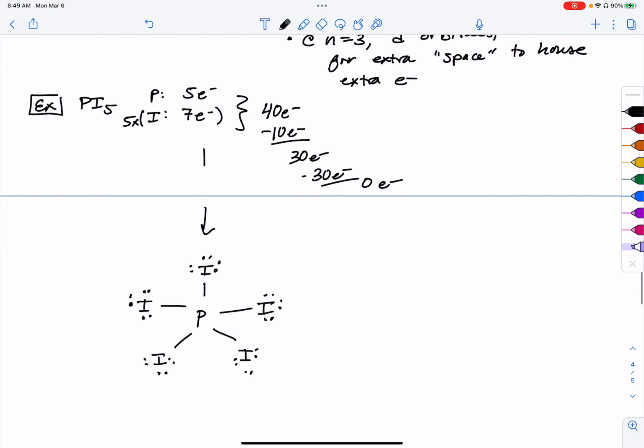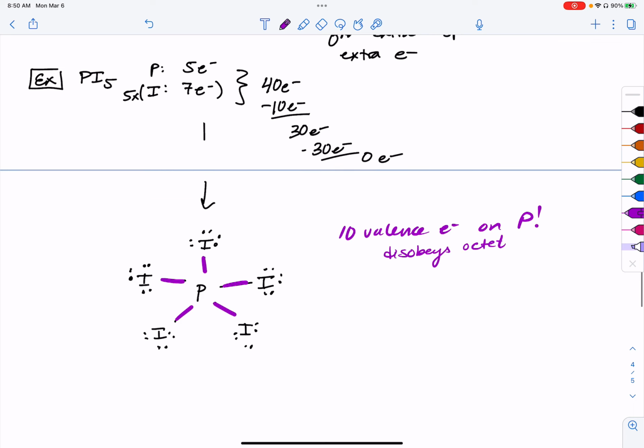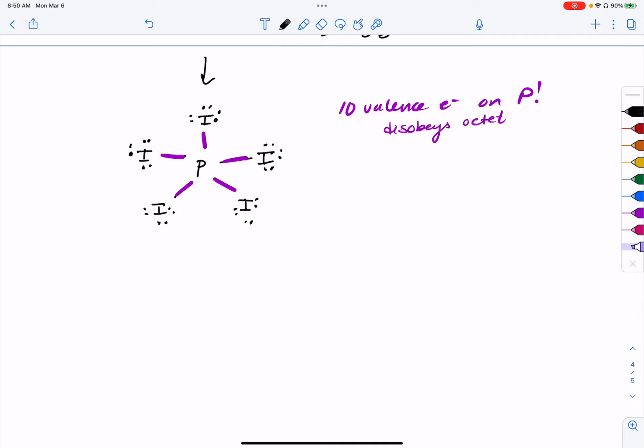And if I were to look at the octet on the phosphorus, I would see that yes, all my octets on iodine are fulfilled. That's what I just did. But notice I've got 5 single bonds to phosphorus, 1, 2, 3, 4, 5, each containing 2 electrons. So that is 10 valence electrons on phosphorus, which disobeys octet. So why could that happen?